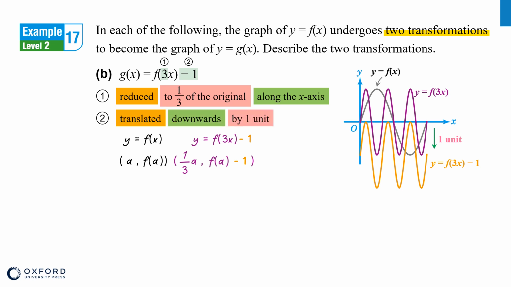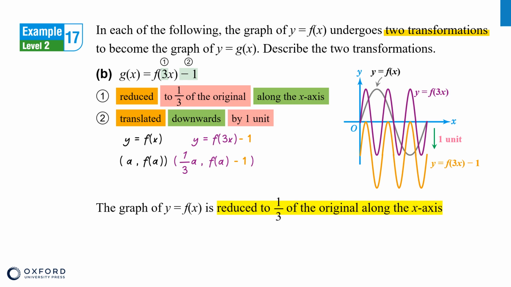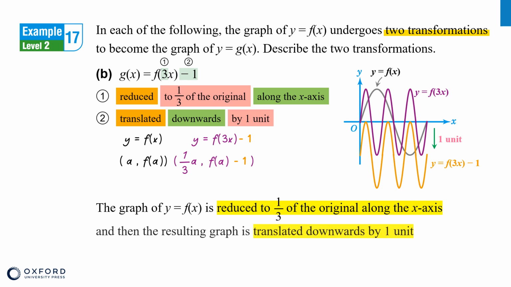Let's put them together in a full sentence. The graph of y equal f of x is reduced to 1/3 of the original along the x-axis, and then the resulting graph is translated downwards by 1 unit to become the graph of y equal g of x.